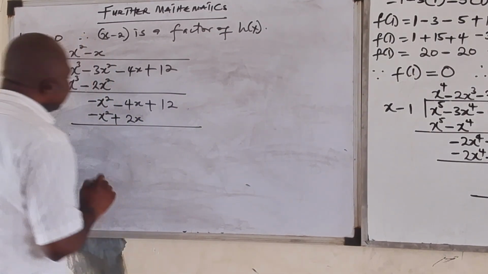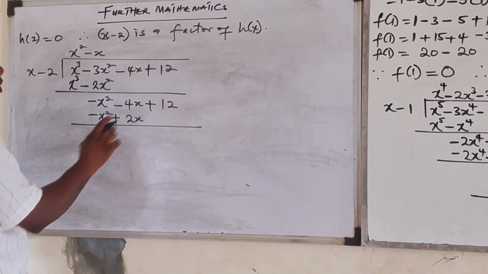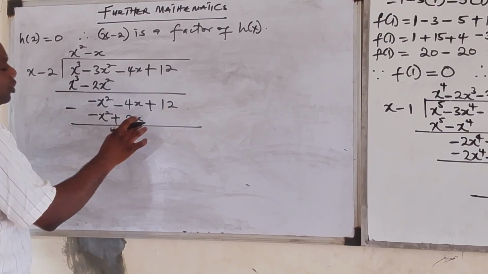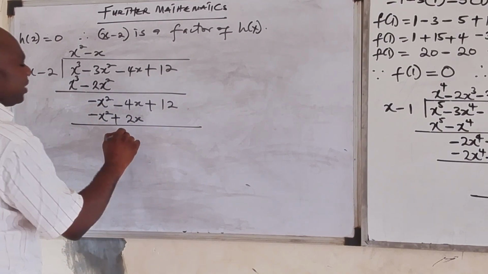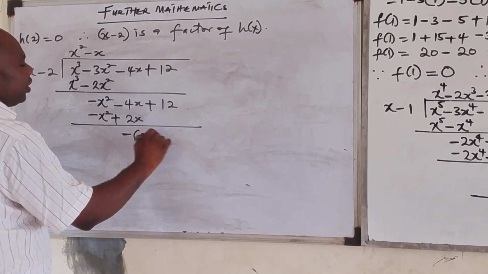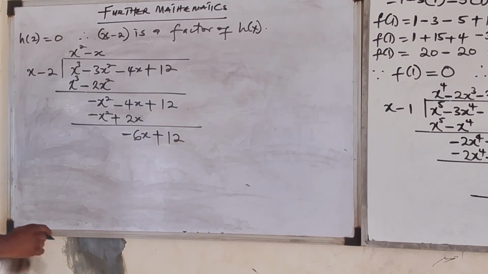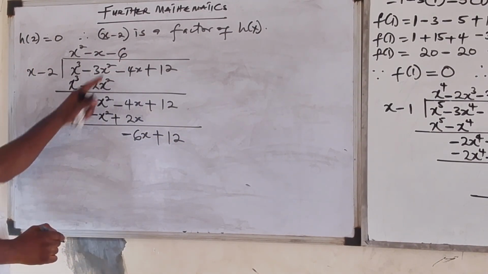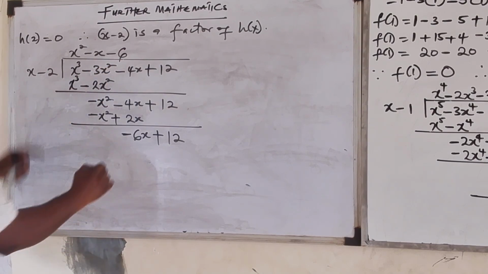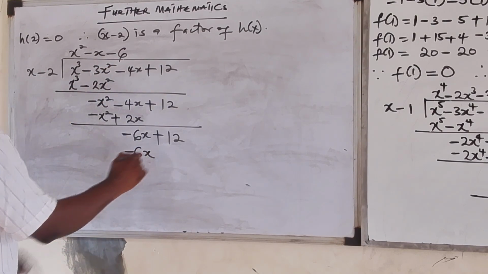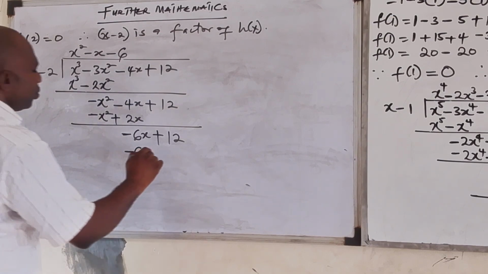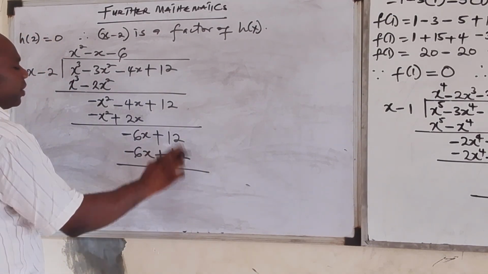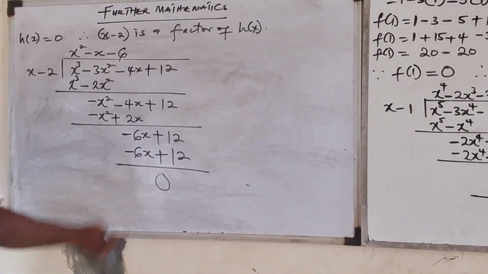Then you draw your line. This minus this is 0. Minus 4x minus 2x is minus 6x. Then here we have plus 12. Now x into minus 6x is minus 6. Minus 6 times x is minus 6x. Minus 6 times minus 2 is plus 12. So here this minus this is 0, this minus this is 0. So here the remainder is equal to 0.